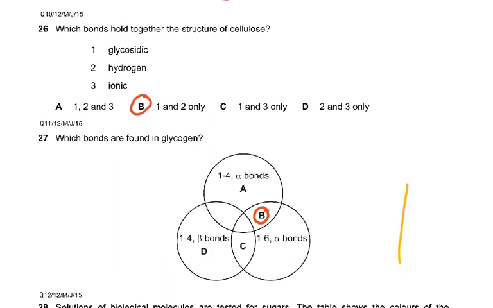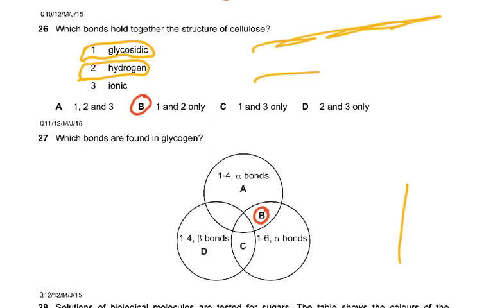Which bonds hold together the structure of cellulose? So basically, cellulose is beta glucose, so there is a glycosidic bond, and then the hydrogen bond between the molecules. So the cellulose molecules form the hydrogen bonds between them, so between the cellulose molecules. So it's 1 and 2, sorry.